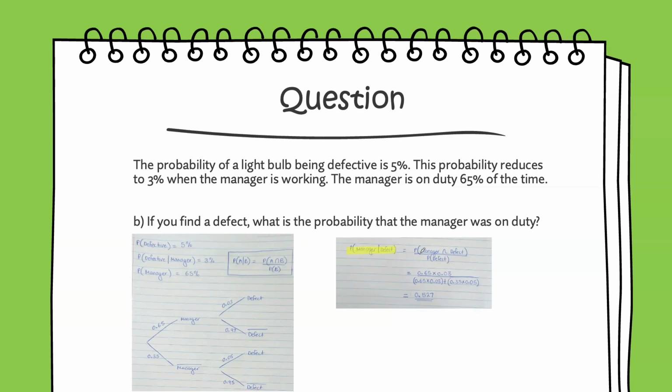Again, the top part is going to be the same. It's the probability of the manager being there and having a defect, which is 0.65 times 0.03. And the bottom is the probability of there being a defect. There are two ways we can have a defect. We can have a defect while the manager is there, which is 0.65 times 0.03, or we can have a defect while the manager is not there, which is 0.35 times 0.05. And that's what we put on the bottom to get our final answer of 0.527.